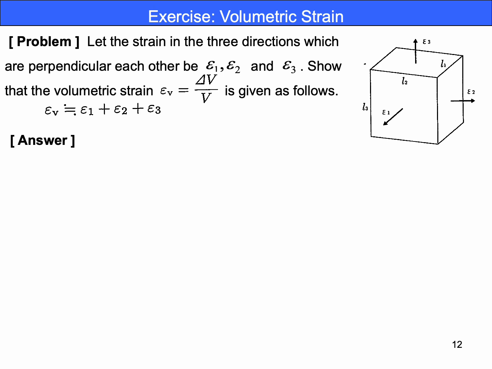This slide shows a problem you have to solve by yourself. This explains how the volumetric strain epsilon v equals delta v, that is a change in volume divided by v, is derived using the direct strains epsilon 1, epsilon 2, and epsilon 3. That is, epsilon v equals delta v over v approximately equals epsilon 1 plus epsilon 2 plus epsilon 3. Derive this.